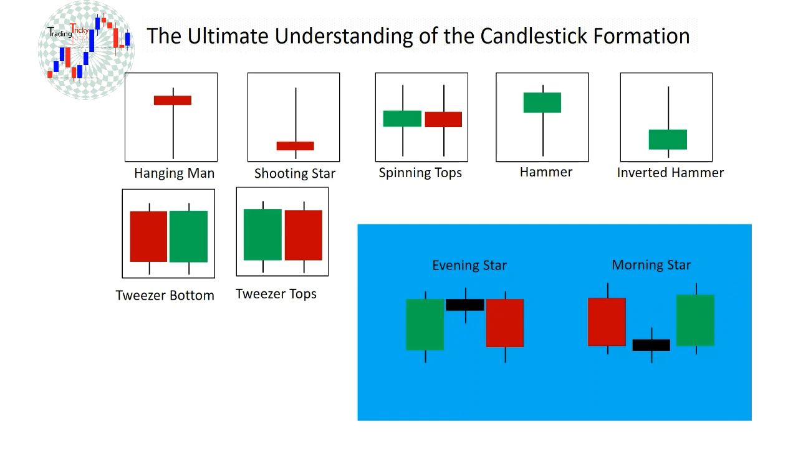So be ready. If you are a regular viewer, then you already know that I already discussed the hanging man, shooting star, spinning top, hammer, inverted hammer, tweezer bottoms, and tweezer tops patterns. And finally, today we are going to discuss the evening star and morning star patterns. So let's begin.